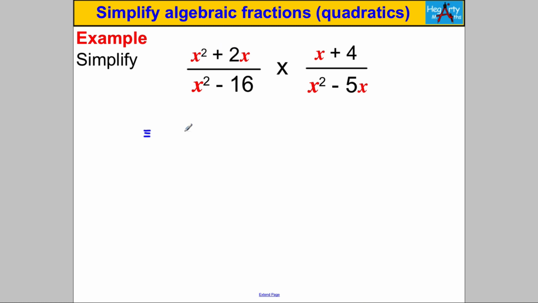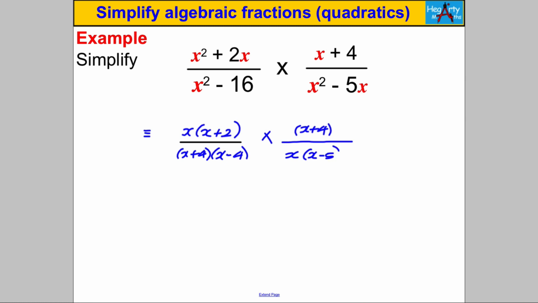I'm factorizing this as x add 2 divided by, again you should be screaming out that that is a difference of two squares, x add 4, x subtract 4. Done, no cancelling yet, I'm just factorizing. Multiplied by, because there was a multiplied there, x add 4, okay, put a bracket around that just now, divided by, this here factorizes as x subtract 5.